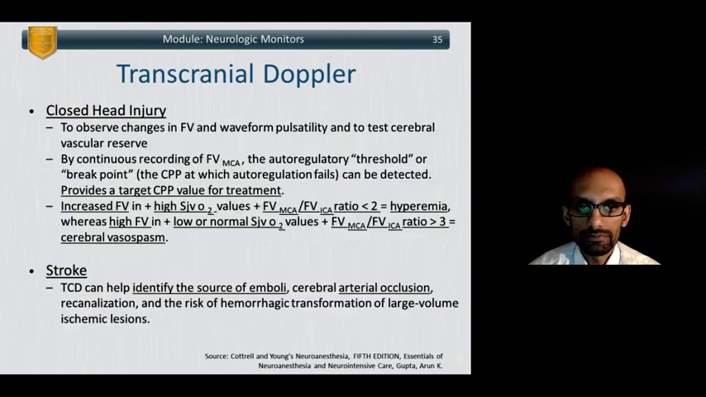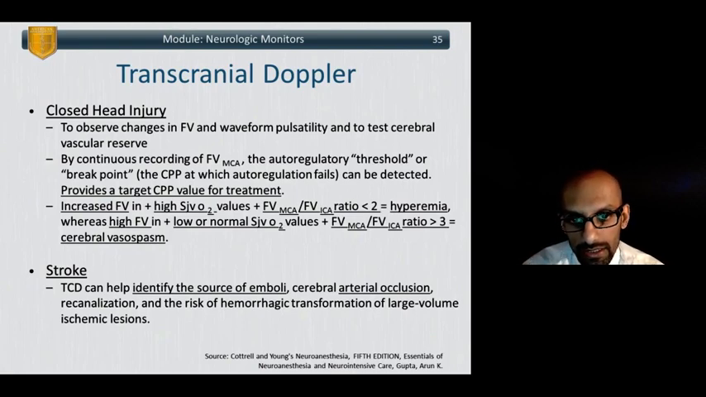In cases of closed head injury, you can observe for changes in flow velocity and waveform pulsatility to test cerebral vascular reserve. You can do continuous recording of flow velocity to test for the autoregulatory threshold or break point, which is otherwise the cerebral perfusion pressure at which autoregulation fails. This hasn't been a proven benefit, but it is one of the ways you can utilize this monitor. It does give you a rough estimate of the target cerebral perfusion pressure for treatment.